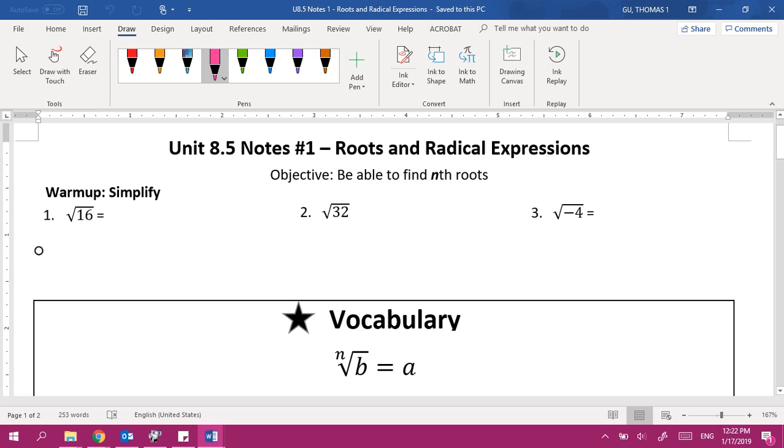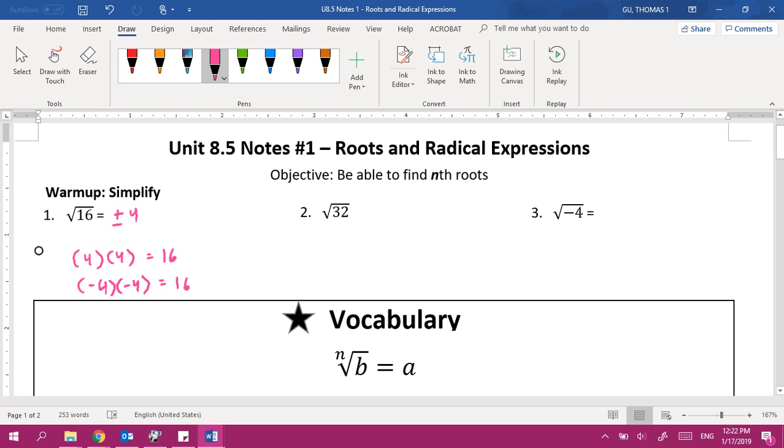So let's just do it as we've been doing. The square root of 16, what could that be? Plus or minus 4, because 4 times 4 is... Right, and negative 4 times negative 4 is? 16. That's correct.